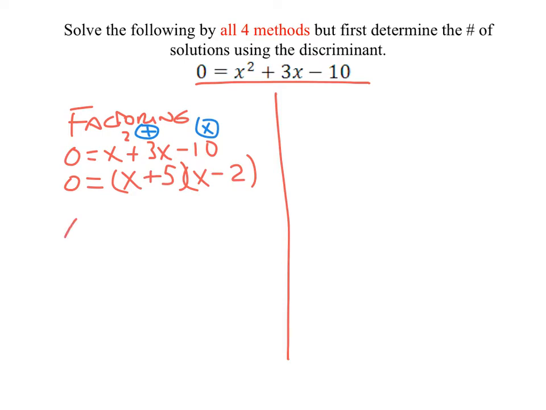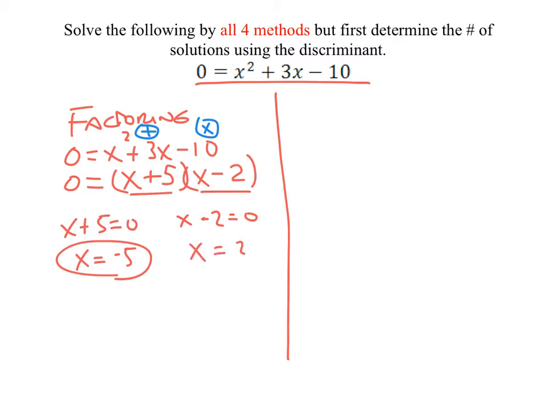I think that works with 5 and negative 2. And the zero product property says if 2 things multiplied together equal 0, either one of those could be 0. So we set both expressions equal to 0 and solve for x, and there I go. I get 2 solutions. Now what I didn't do first, and that I should do, is figure out what the discriminant is. Let's pause and do that. Let's see that indeed we were going to be getting 2 solutions.